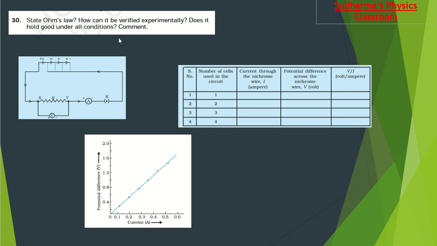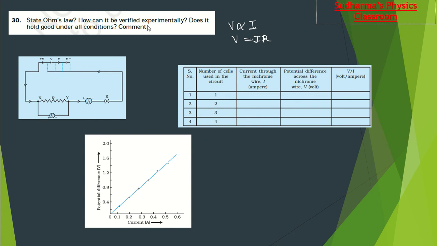So the statement of Ohm's law is: at constant temperature, the voltage (potential difference) across a conductor and the current are directly proportional, right? When the physical conditions remain constant. Since it is a long answer question, we have to express it mathematically: V equals IR, where R is the resistance of the conductor.